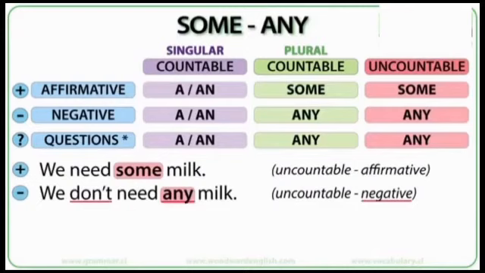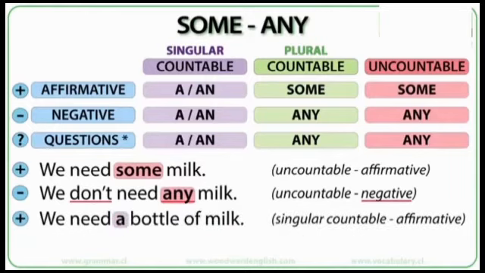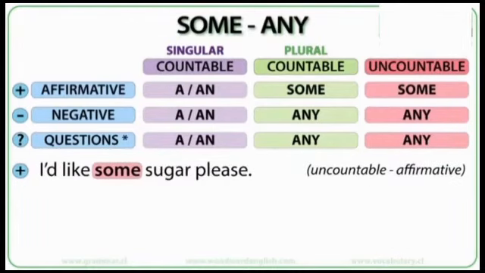Look at this example. We need a bottle of milk. Why don't we use some here? We use a because we are counting bottles and not milk. We are specifying the number of bottles, in this case one. We use some with plural countable nouns. Some more examples with uncountable nouns. I would like some sugar, please. You can't count sugar. Sugar is an uncountable noun.